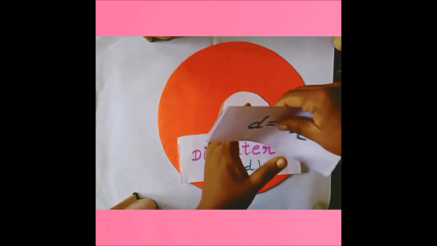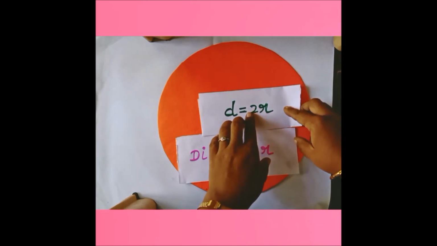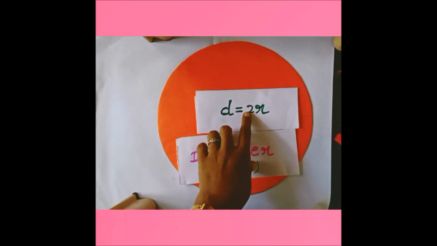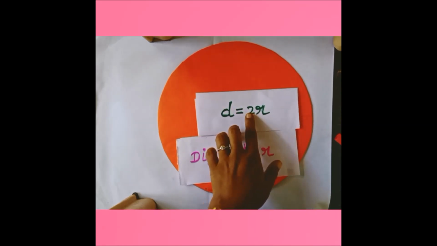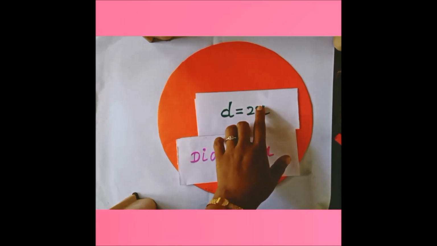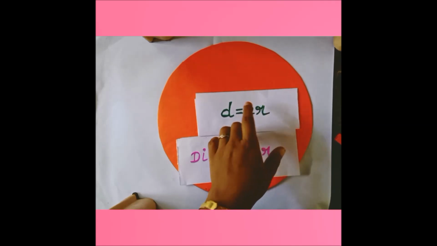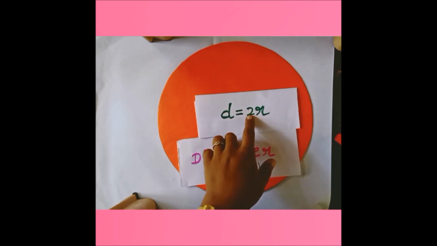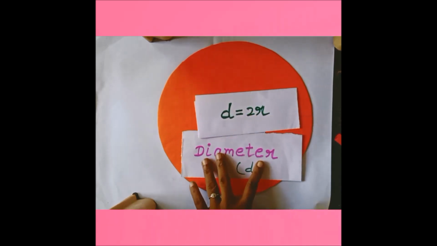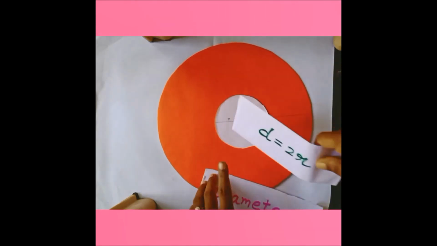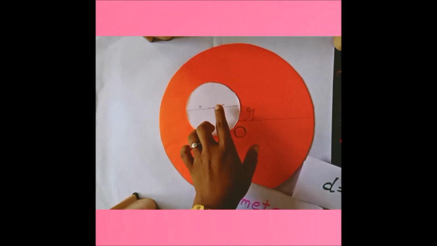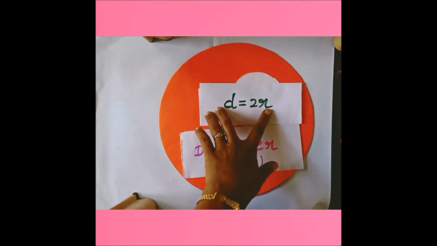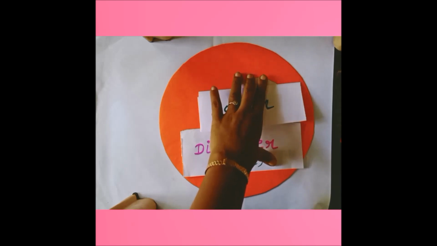That is, if you multiply the value of the radius by 2, you get the diameter. D equals 2r, 2 times its radius. Suppose the radius is 5 centimeter, what is the value of D? 2 into 5 is 10. D equals 10 centimeter. Do you understand, children? The relation between the diameter and the radius of the circle is D equals 2r.